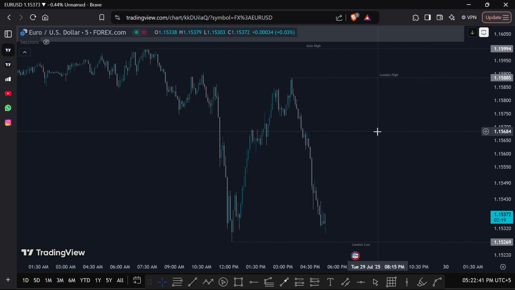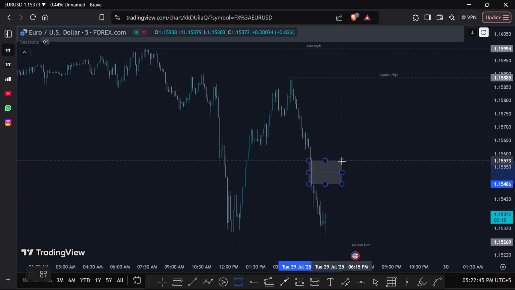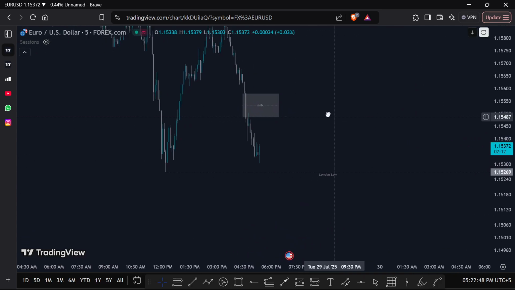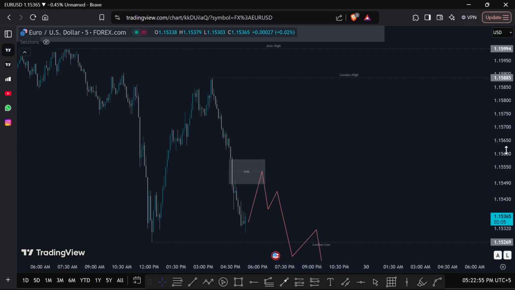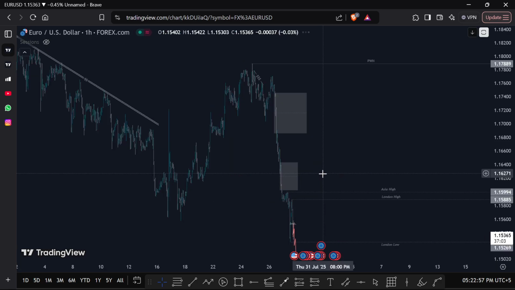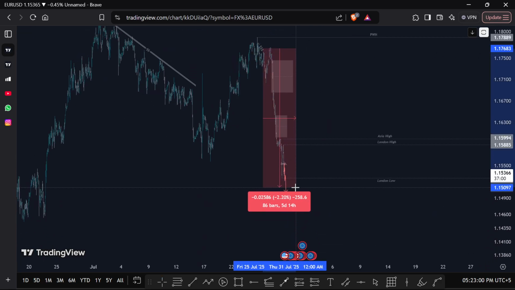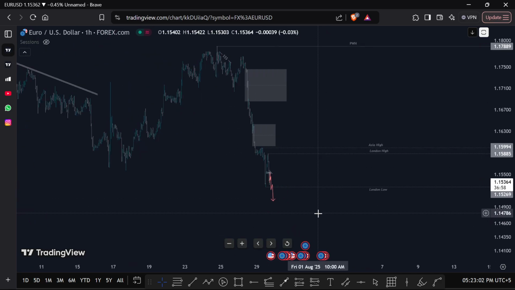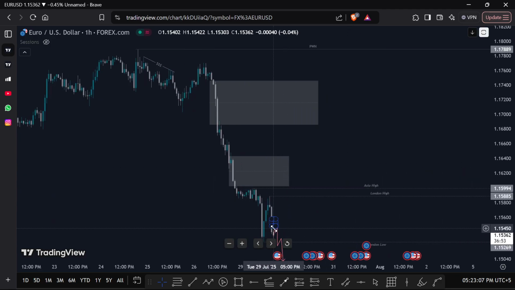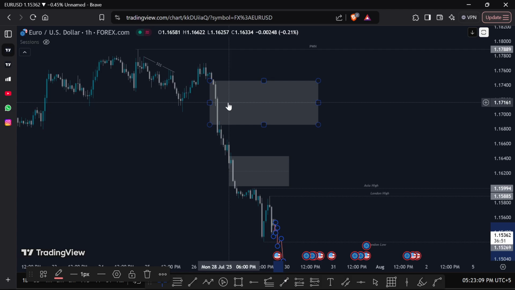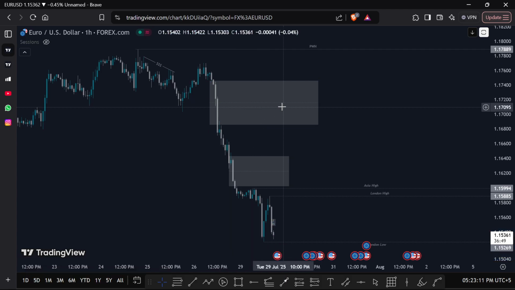But if price fills all these internal imbalances and then starts to move like this, we can see a potential continuation of this impulse leg to further downside. So that's EURUSD on 1 hour, that was our analysis. Right now the direction for the New York session isn't really clear, but I have given you both the roadmaps.